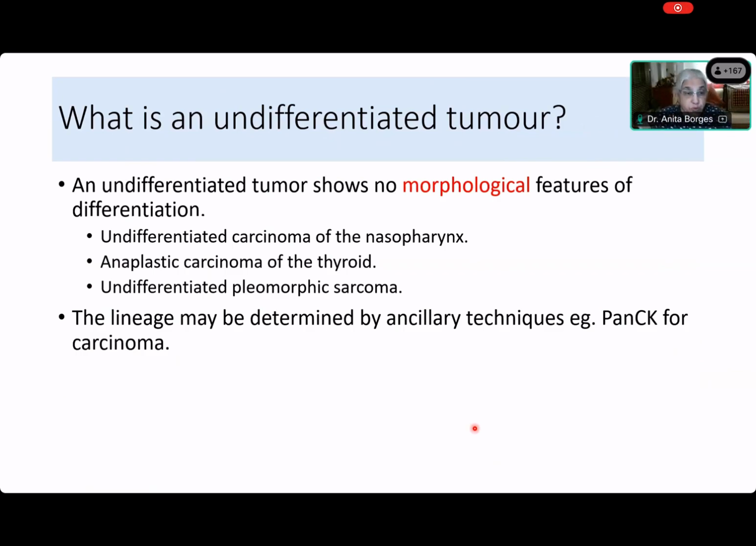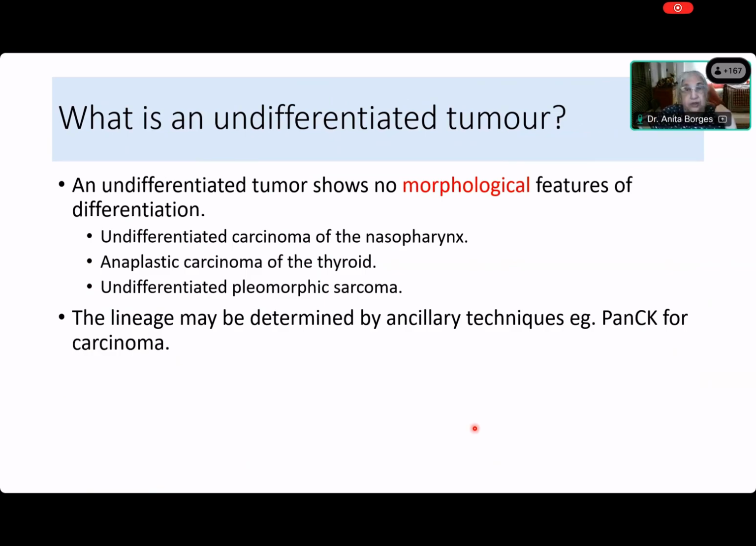And in the soft tissues, okay, you have an undifferentiated pleomorphic sarcoma. We know it is a sarcoma because it's not a carcinoma, it's not a melanoma, it's nothing else. We know it is a sarcoma, but you cannot see differentiation in that tumor. Okay, so the lineage may then be determined by ancillary techniques, like we just saw pan-CK for a carcinoma. So this is how we should think of how to use this term undifferentiated malignant tumor.